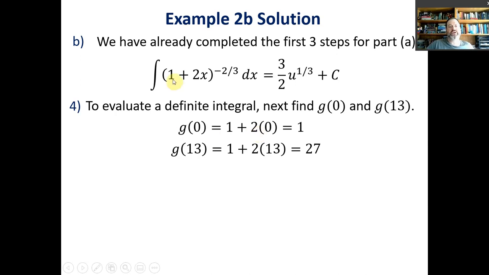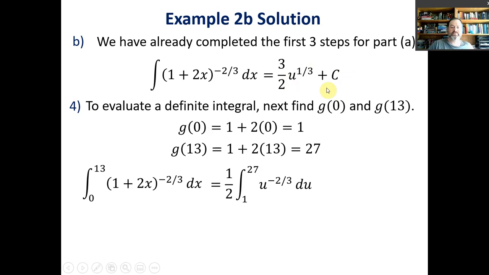So g of 0, so here we're just plugging it in here, right? So g of 0 is just 1 plus 2 times 0, which is 1. G of 13 is 1 plus 2 times 13, which is 27. So now that tells me the bounds of integration for this, right? So if you were doing the problem all the way through and hadn't already done all the steps before, you'd have a step that looks like this somewhere, right?